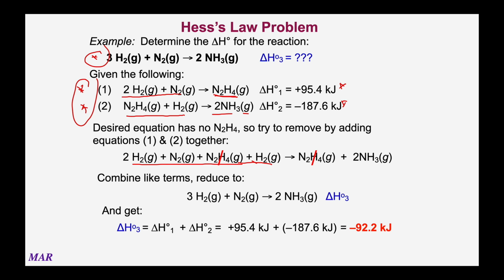Now remember, you can flip equations around too, and exothermic reactions become endothermic, and so on. You can also multiply equations by, say, 2. If you do that, make sure you multiply the delta H's by 2 as well. I find Hess's law problems kind of fun, but again, I'm a nerdy chemist, so that shouldn't be surprising to anyone.